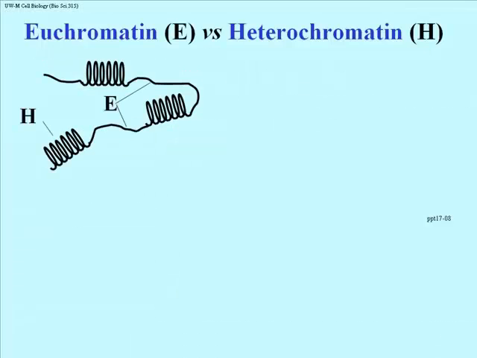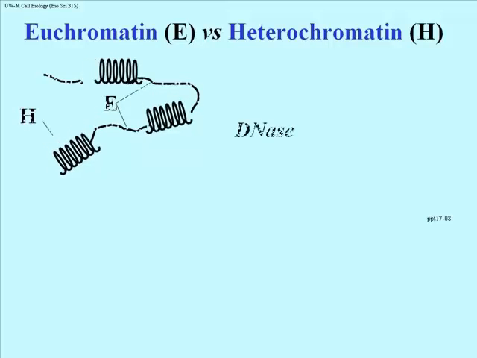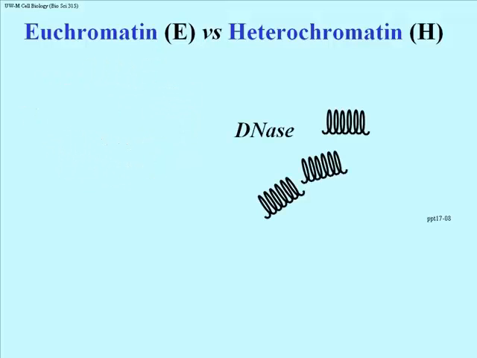Euchromatin is less condensed, heterochromatin is more condensed. So let's imagine heterochromatin as being coiled in this cartoon and euchromatin as being not coiled or less coiled. It is reasonable to suppose that euchromatin is more accessible to the enzymes like RNA polymerase that are necessary to do transcription. Therefore, it's also reasonable to suppose that euchromatin is more rapidly digested by DNase than is heterochromatin.